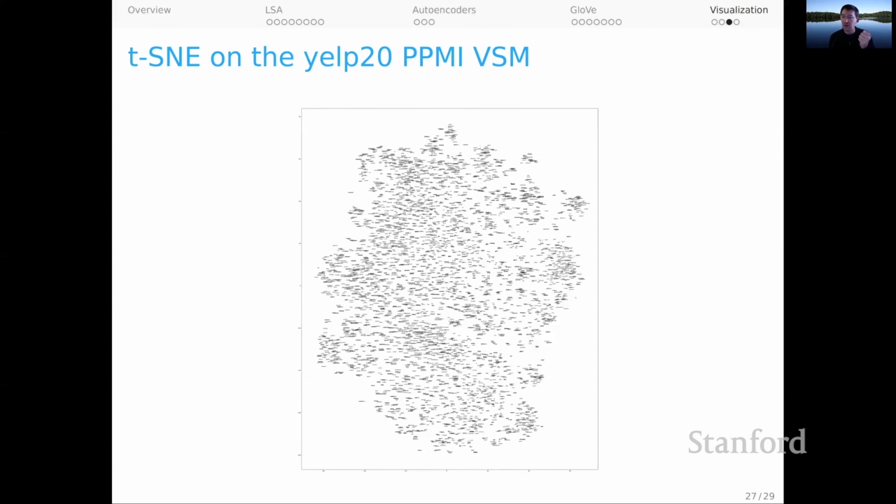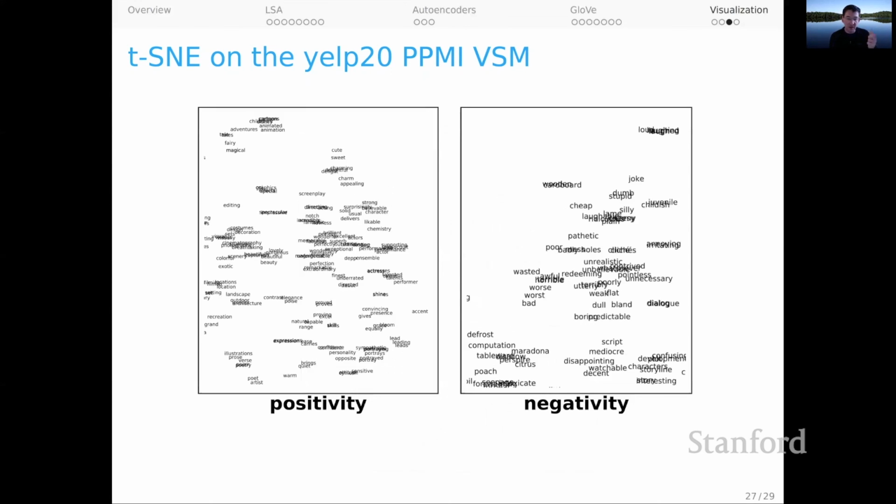If we do the same thing for our Yelp matrix, again, this looks pretty good in terms of having some substructure that we could analyze. And if we zoom in, we do see clusters like positive terms and negative terms corresponding to the evaluative setting of these Yelp reviews. So this is all very encouraging and suggests that the underlying spaces have some really interesting structure that might be useful for subsequent analysis.